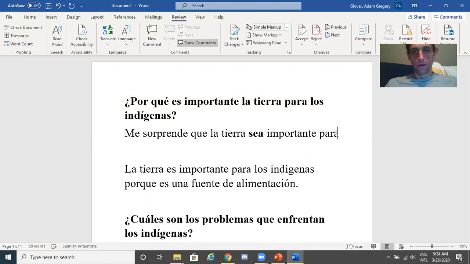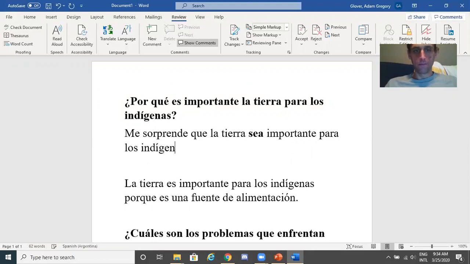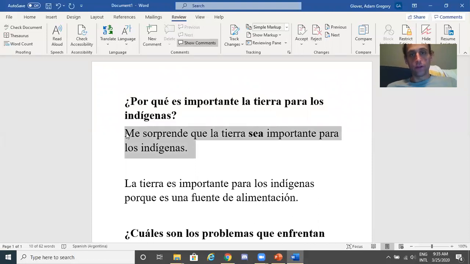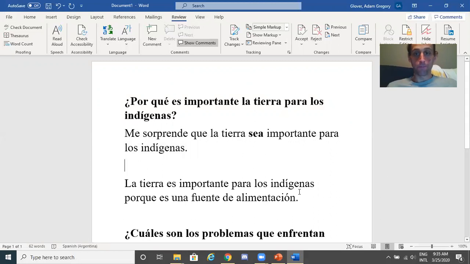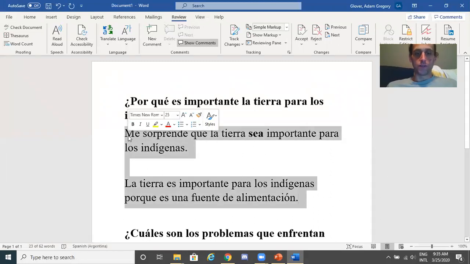So now, me sorprende que la tierra sea importante para los indígenas. Yeah, very good. So now we've incorporated the subjunctive, just as a kind of lead-in to our answer. So, me sorprende que la tierra sea importante. Es importante porque es una fuente de alimentación. So here we've included another sentence that requires subjunctive as a kind of lead-in to our answer. Yeah? That's one way of using the subjunctive.